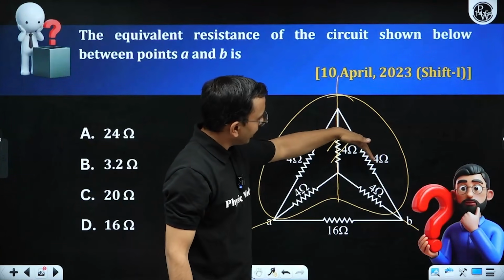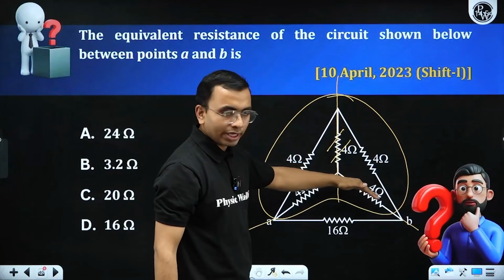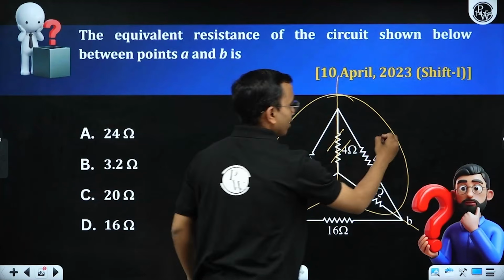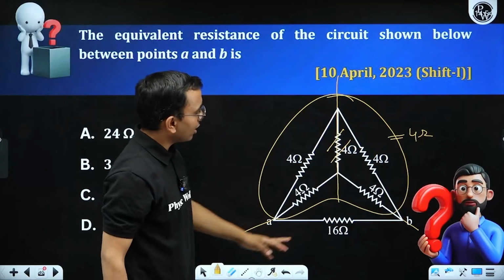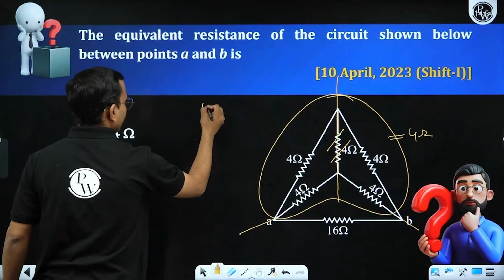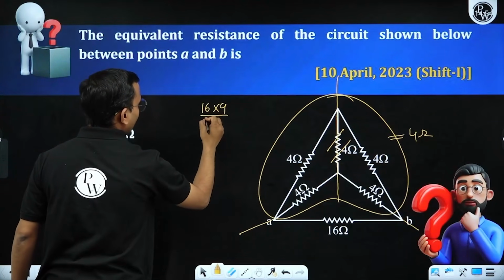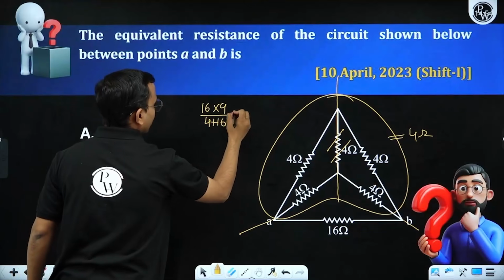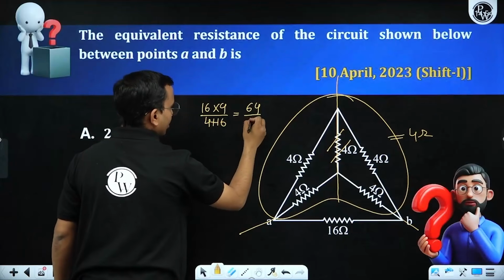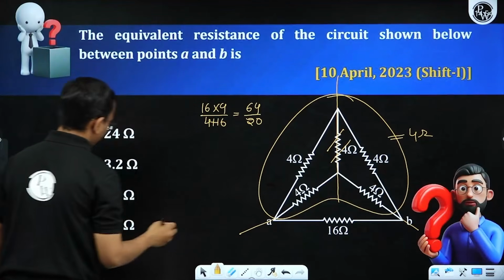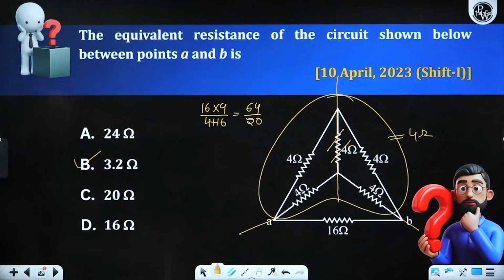4 and 4, 8 parallel with 4 and 4, 8. 8, 8 parallel will give you 4. That 4 and 16 are again in parallel. So 16 into 4 divided by 4 plus 16. So that will become 64 divided by 20, 3.2 ohm.